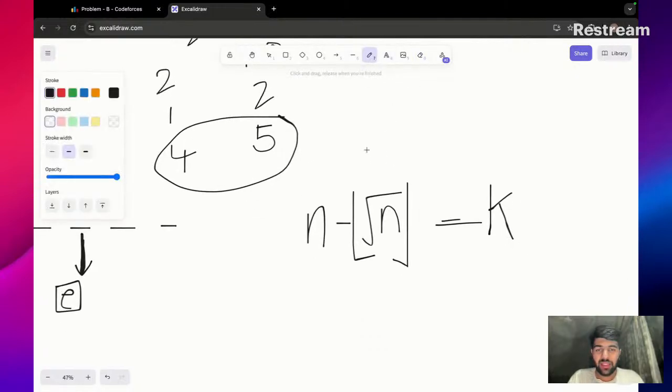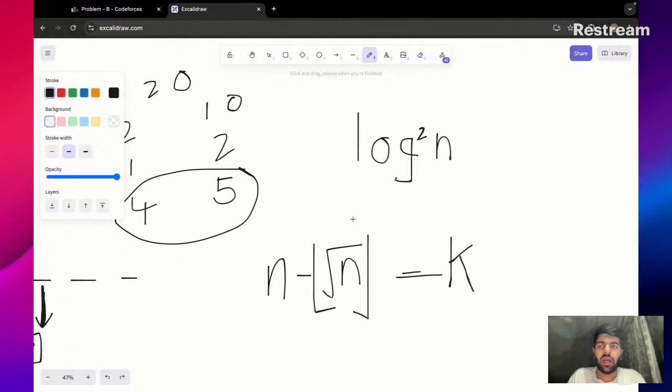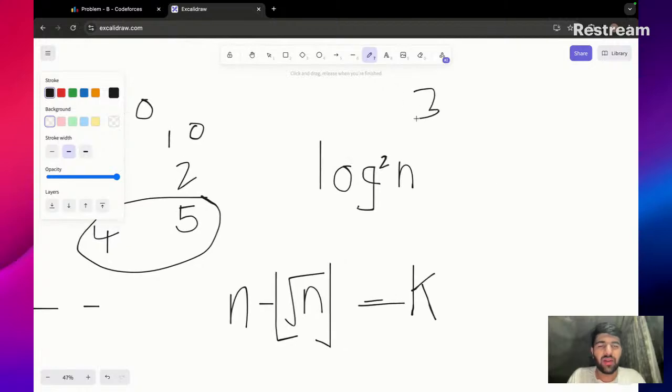So the time complexity will be log squared n. Why log squared n? Because I'm searching for the square root, and that requires log n complexity. You can search for a square root by literally binary searching. I'll show you how in a minute. So that is the time complexity, 30 into 60 rather than log squared n per test case.